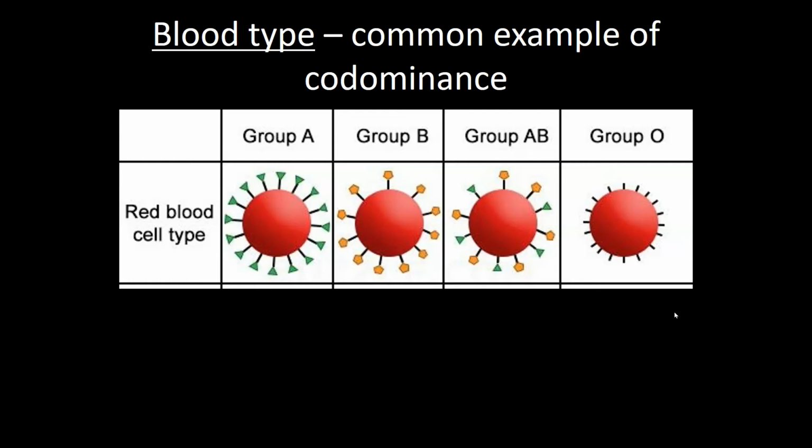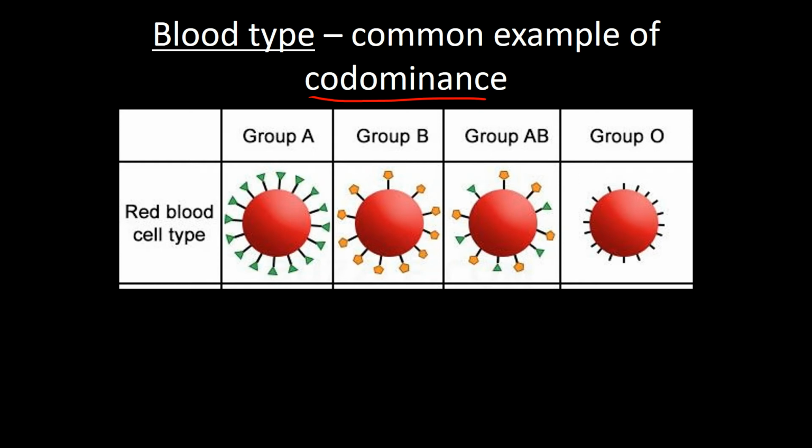Hey guys, today we are talking about blood types, because blood type is a common example of codominance. It's a really good example of this actually. So codominance is what we were talking about last time.